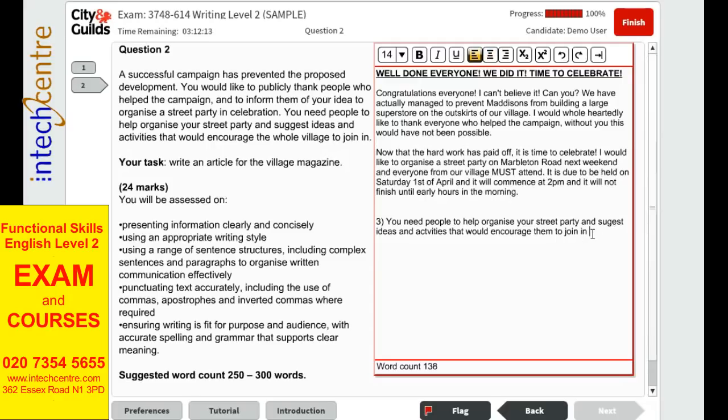So this paragraph is where we have to use our imagination and think of some ideas and activities. I made a couple of spelling mistakes here, that would encourage the community to join in. So let me just try and think of some ideas and write a few sentences about this.